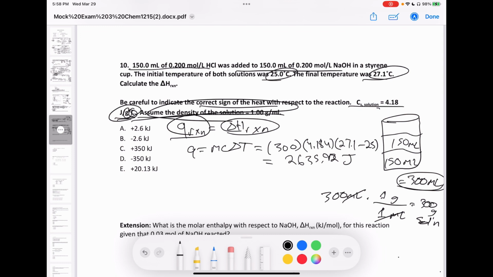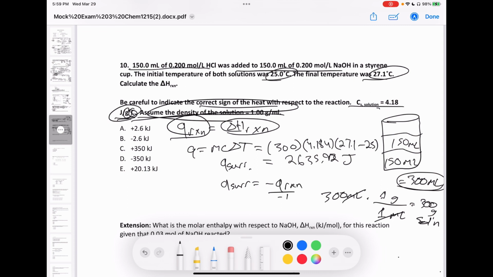So this is going to be equal to Q of surroundings. I'm just going to abbreviate that, SUR. And then we know that heat is not created or destroyed, it's only transferred. So we know that Q of the surroundings is going to be equal to the negative Q of the reaction.